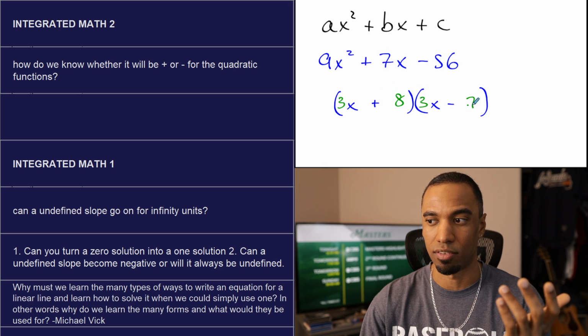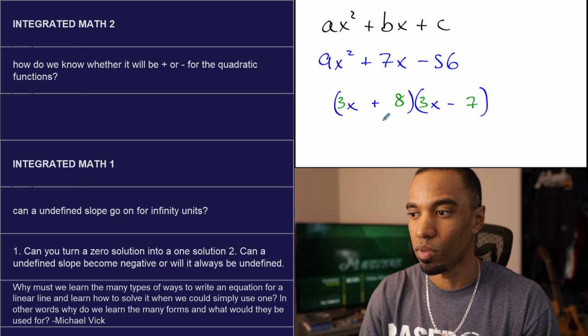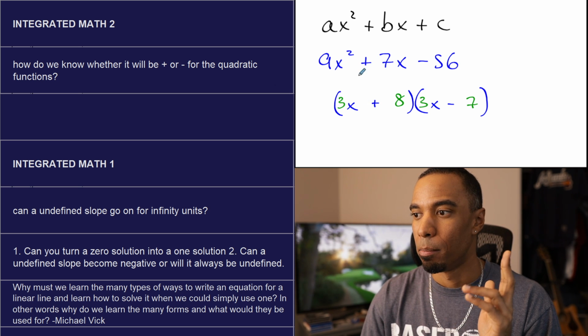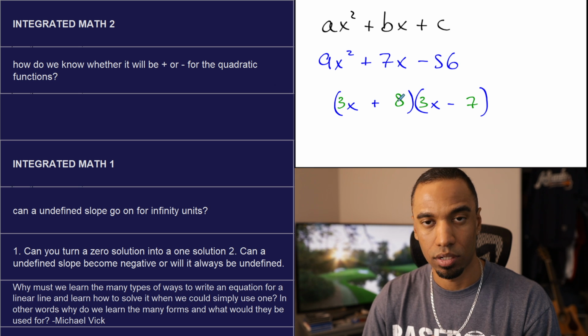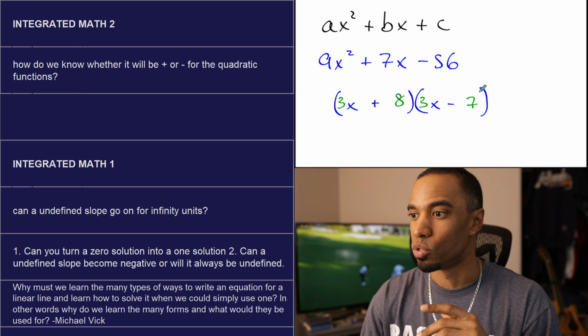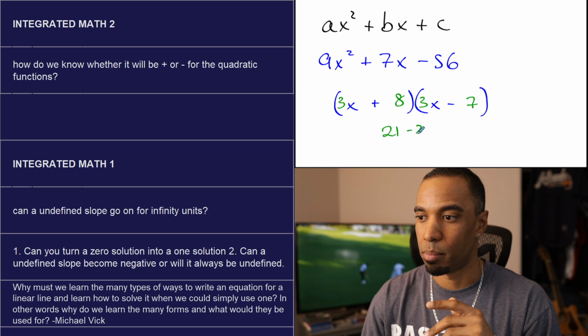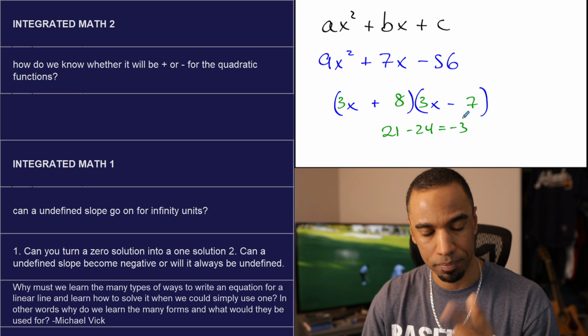So I'll try 8 and 7, like I said I'd try. I forget if I tried 8 and 7, 7 and 8. But here's 21 minus 24. Okay, well, actually good. That one's not the answer. So 21 minus 24, that's negative 3.